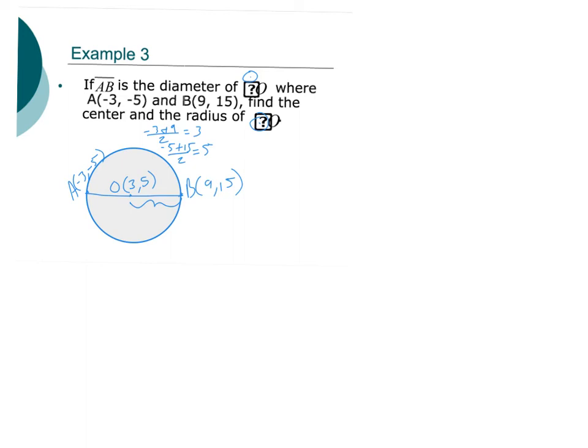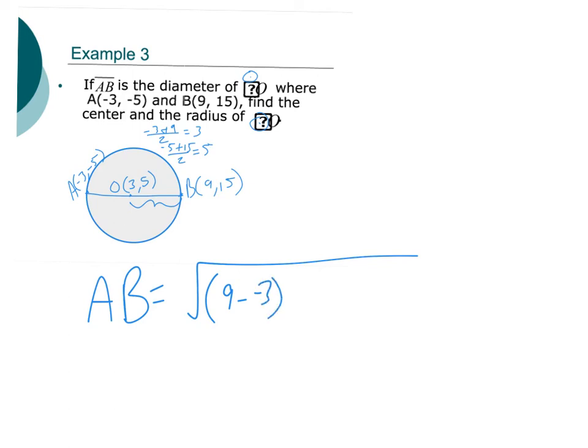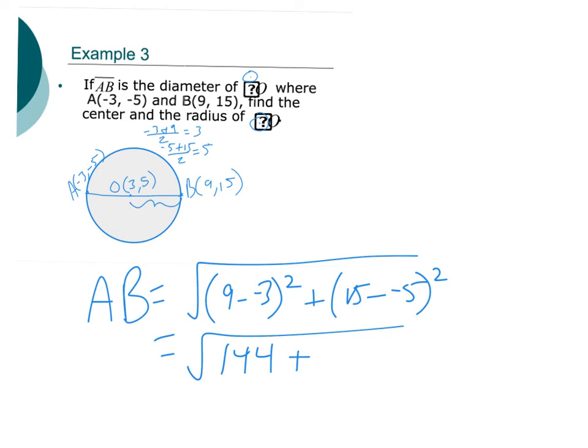So I'll just go ahead and find AB. Square root, because this is the given information, right? This is what I know is true. So I'll do 9 minus negative 3, not 13. 3 squared plus, and then I've got 15 minus negative 5 squared. So that's 12 squared, which is 144, plus, now that's 20 squared, which is 400. So that's square root of 544.